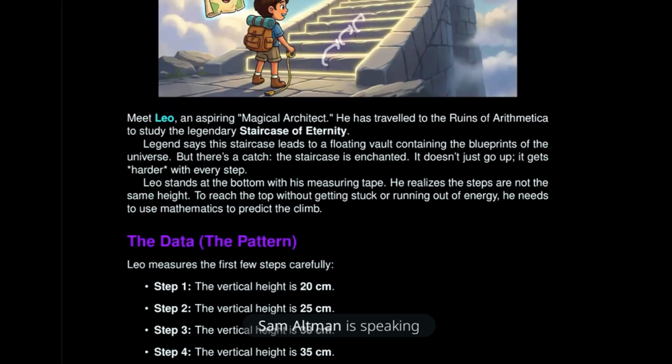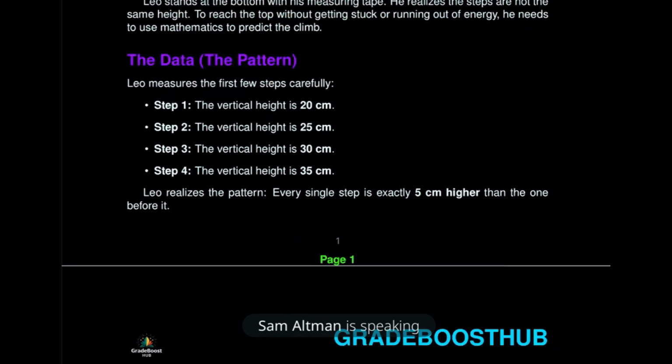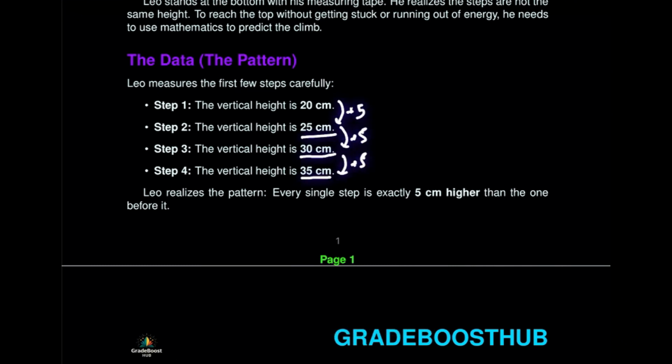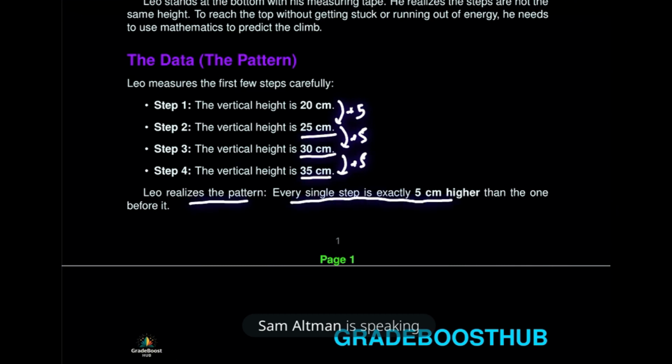Let's see the data which we have to help Leo. So Leo measures the first few steps very carefully. Step 1 is 20 centimeters high. Step 2 is 25 centimeters high. The next is 30, then the next is 35. If you see, there is a difference of 5 in each of them. Leo realizes the pattern. Every single step is exactly 5 centimeters higher than the one before it.